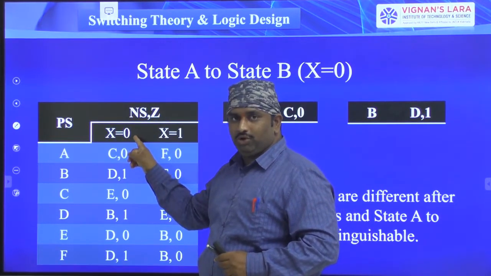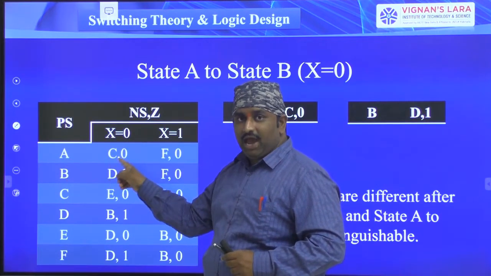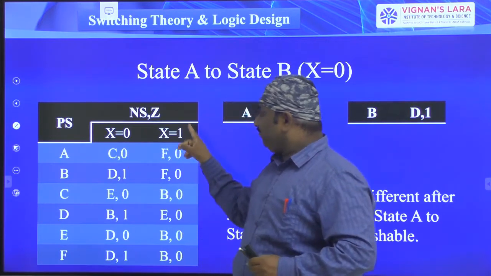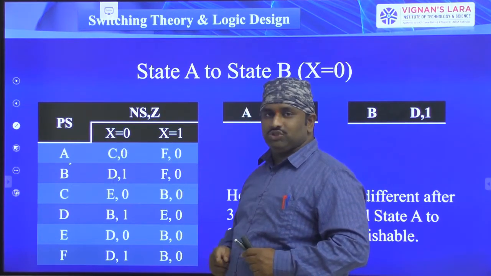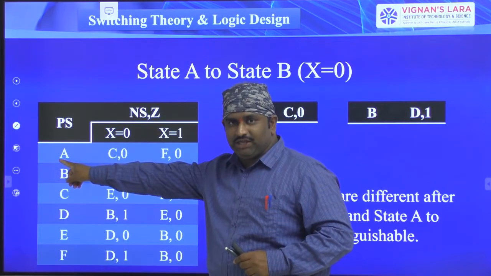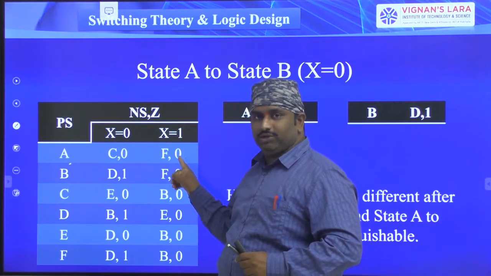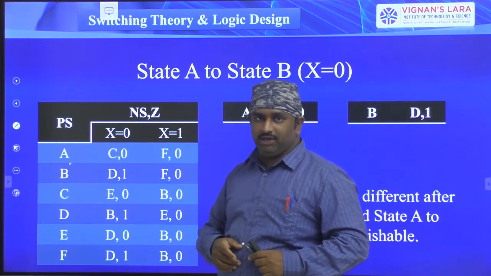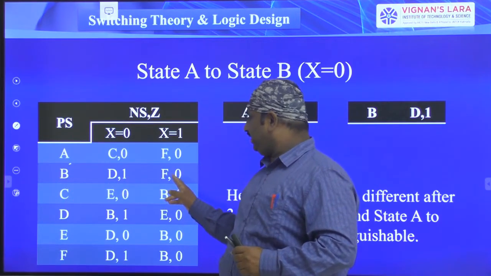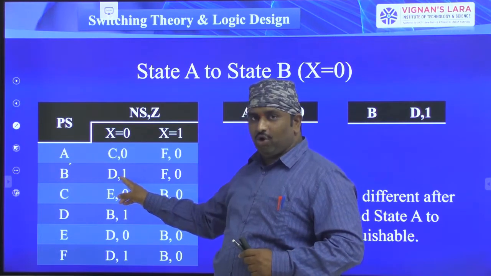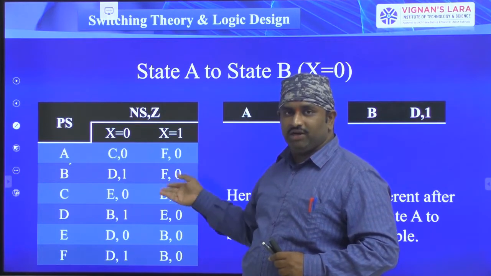When x is equal to 0, so see here, if the present state is A, the next state is C and its output is 0. And when x is equal to 1, if the present state is A, the next state is F and the output is 0. In this case, the present state is A, the next state is C comma F. In the two states, the output is 0. That is, the same output you can observe here. Next, present state is A, next state is D, and here it is F. But in the one state, output is 1. In the next state, output is 0. That is, the two states are different here.